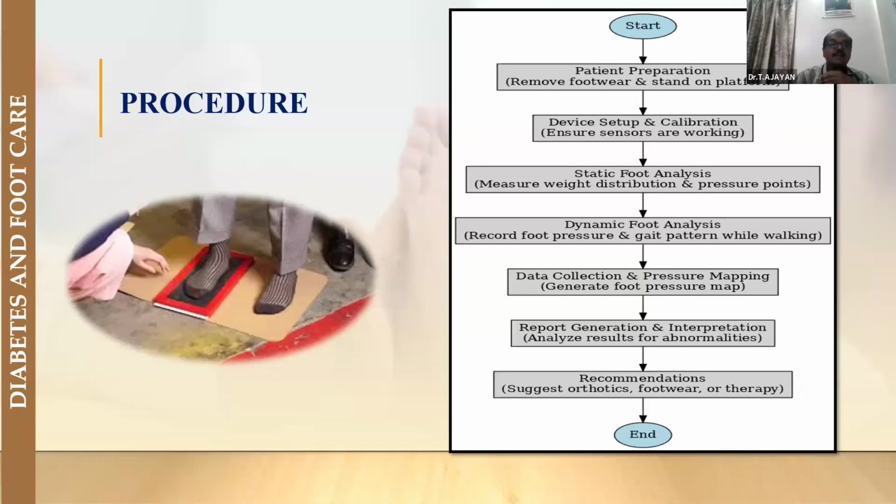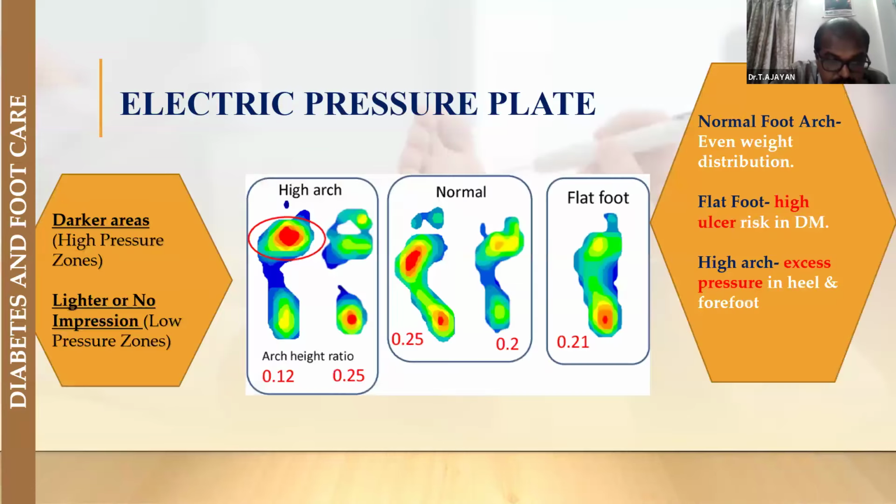Look at these photos, they are helpful to work out the high pressure areas. The red indicated area shows high pressure areas. No impression means low pressure zones. The higher the pressure zone, the darker the area; here the darker area is red in color. There is a normal ratio, and a flat foot is slightly above 0.21. Then arch height ratio is 0.1 to 0.25.